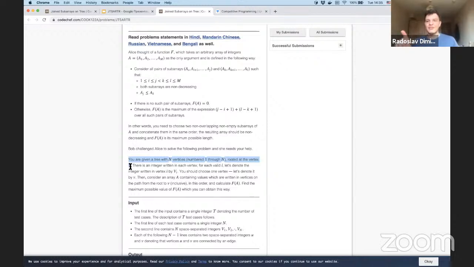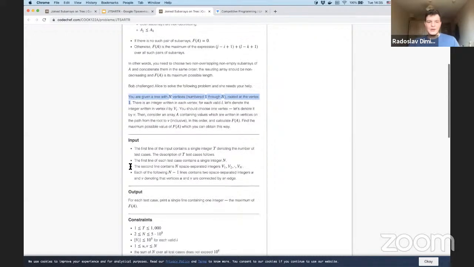We'll find the f value of those arrays. In other words, the paths from every vertex to the root. And then we are going to compute the f function for each of those arrays. What we are asked is to find the maximal possible value of this f function for any of those n arrays, because we have n arrays which are from every vertex to the root. We get all of those f values, and we want to output the largest such value.